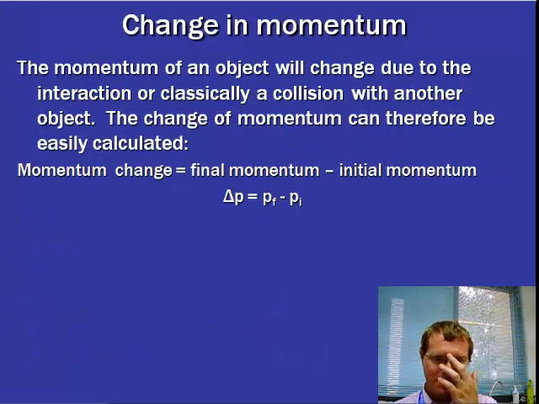Now, change in momentum. The momentum of an object will change due to the interaction, normally a collision, with another object. So therefore we can also measure the change in momentum. And that's just final momentum minus initial momentum.